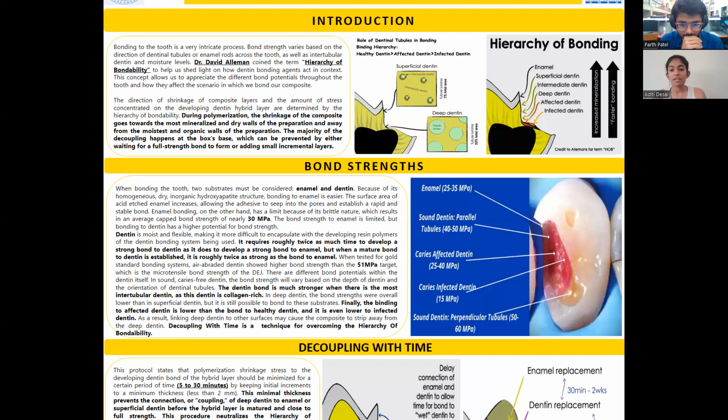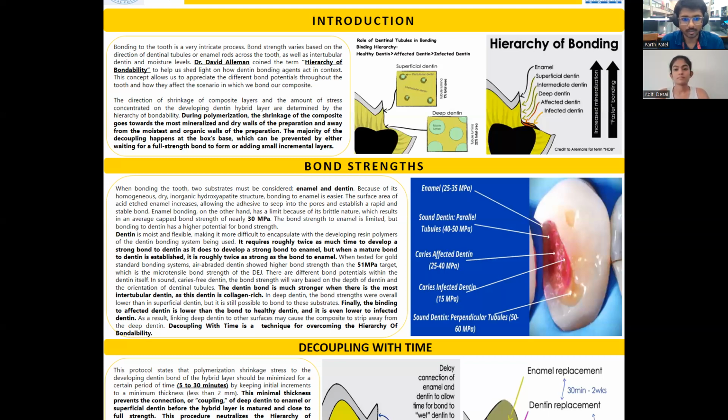Along with that, the composite shrinks in the direction of dry inorganic structure and away from the wet organic structure. So, in order to overcome the hierarchy of bondability, we need to consider the concept of decoupling with time.